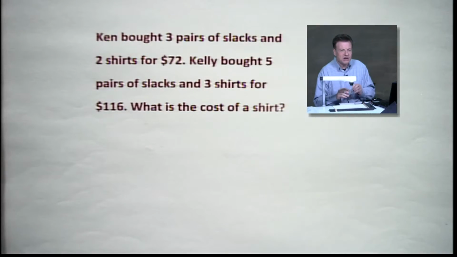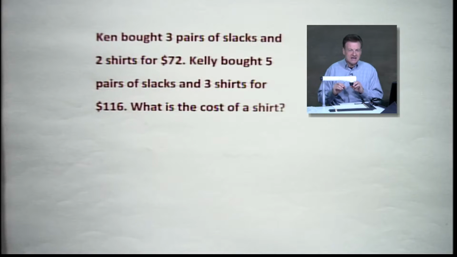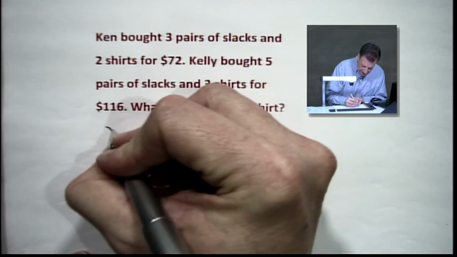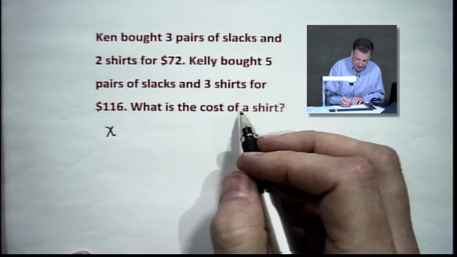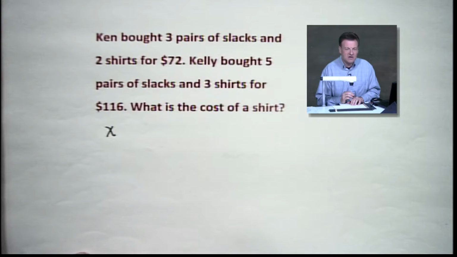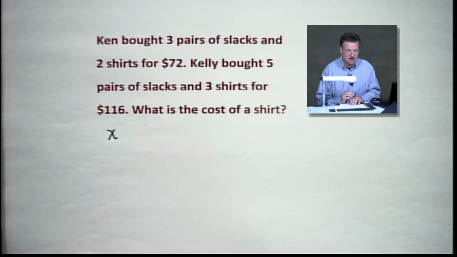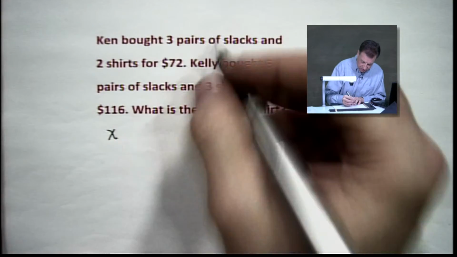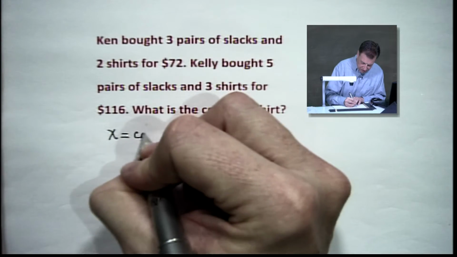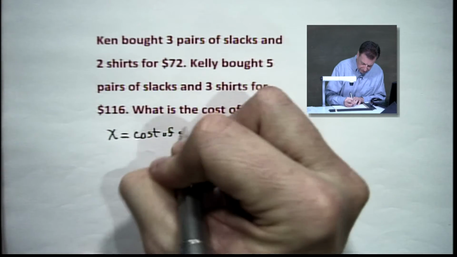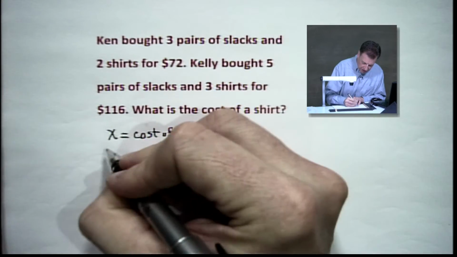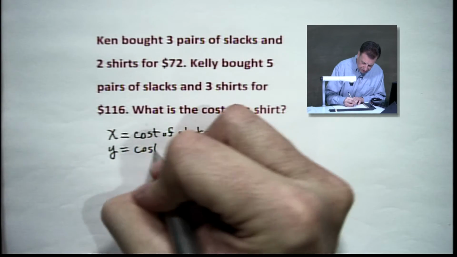Let's look at our next one here. Got Ken and Kelly, all right? And they're doing slacks and shirts, and they both start with S, so let's go with X and Y again. And according to this, it says, what is the cost of a shirt? And we'll need to also probably figure out what is the cost of a pair of slacks, all right? So we're going to let X equal slacks, and that's going to be cost. And we'll let Y equal the cost of shirts.